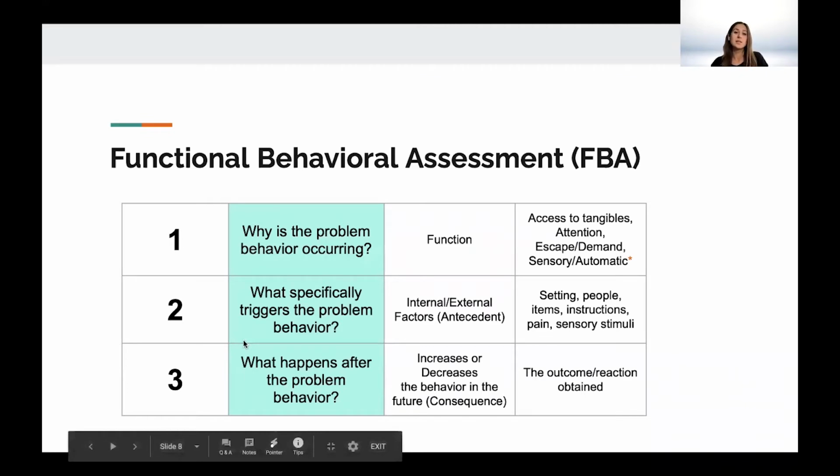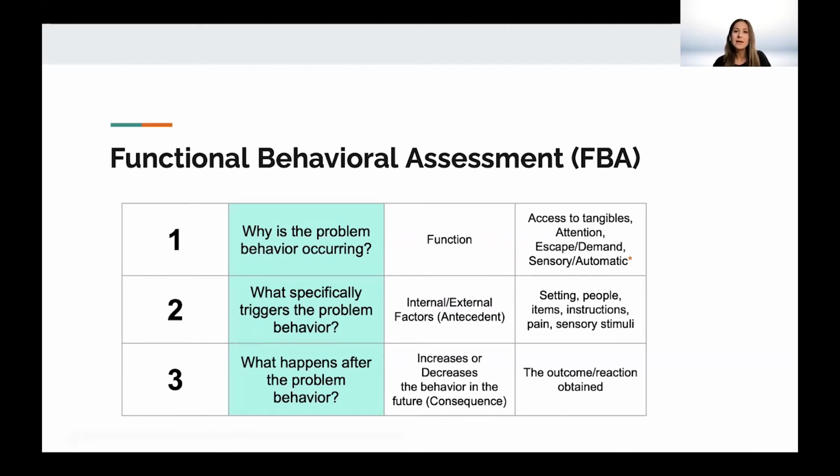The second question is, what specifically is triggering the behavior? That could be an internal factor, or it could be an external factor in the environment, and that includes the actual setting. Where is this behavior taking place? The people that are in the environment, the items, maybe specific instructions that are triggering specific problem behavior. There might be some internal pain or sensory stimuli specific to the student.